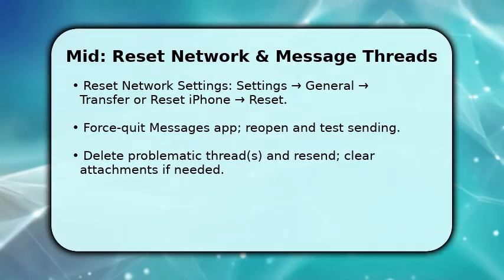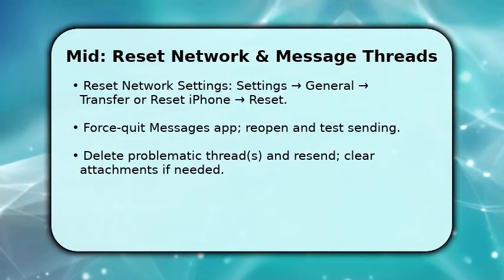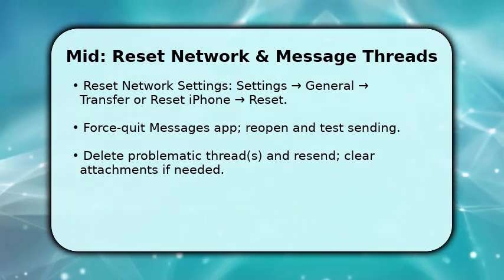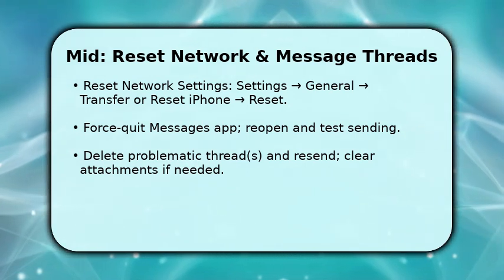If a specific conversation still fails, delete that thread and resend the message. Attachments can clog delivery, so remove large photos or videos before retrying. These steps resolve routing and local app corruption.